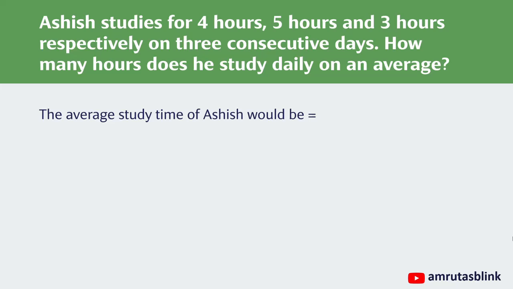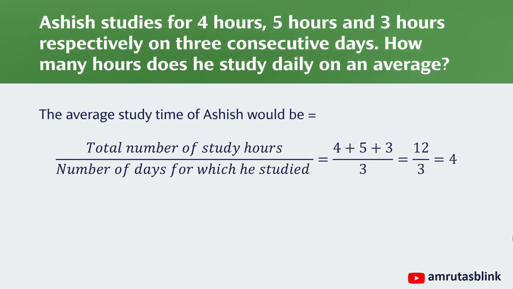Now, Ashish studies for 4 hours on the first day, 5 hours on the second day, and let's say 3 hours on the third day. And we need to calculate how many hours he studies on an average. So now we are aware of the formula to calculate the average. Average is nothing but arithmetic mean.